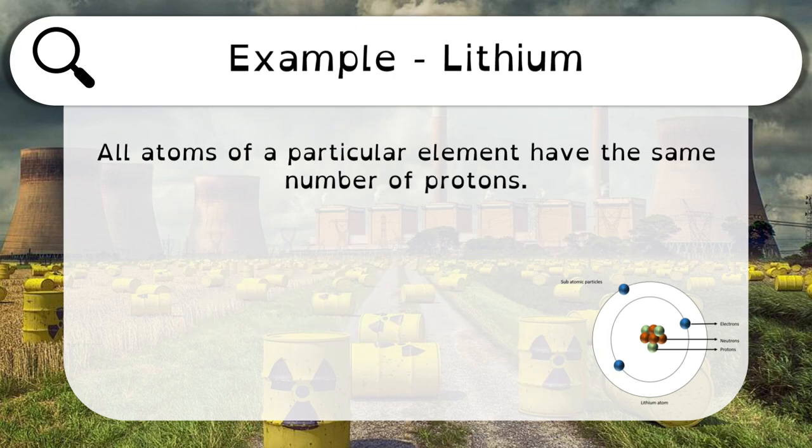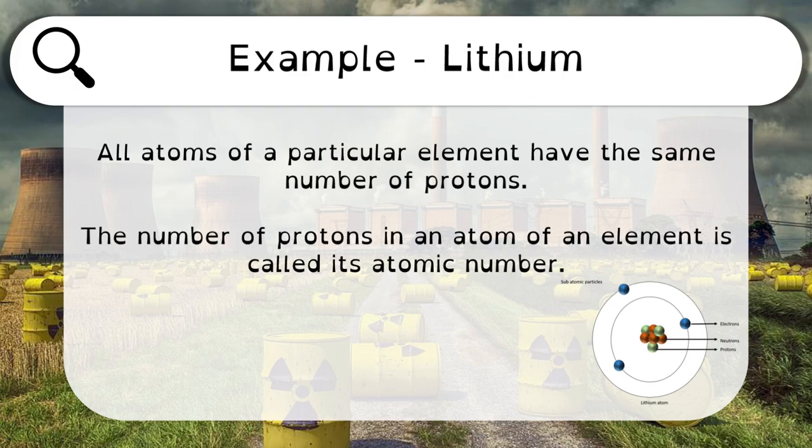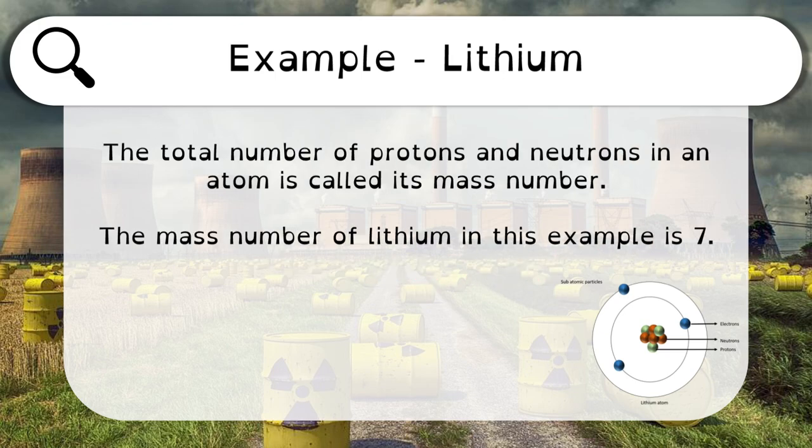All lithium atoms, or all atoms of a particular element, have the same number of protons. So all lithium will have 3 protons. And as a reminder, the number of protons in an atom of an element is known as the atomic number. The total number of protons and neutrons in an atom is called the mass number. So in this case, it's 7 because there are 7 subatomic particles within the nucleus. There are the 3 protons, and in this case there are 4 neutrons, and that adds up to the 7.